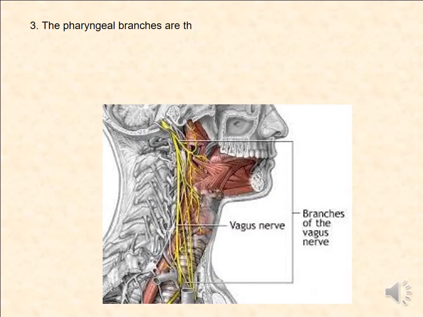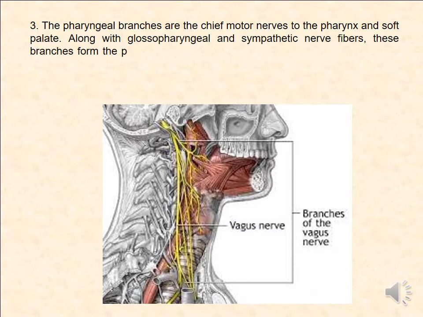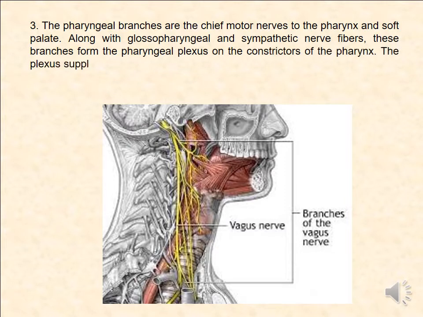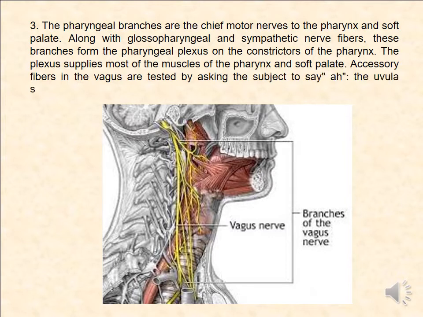Third branch, the pharyngeal branch, are chief motor nerve to the pharynx and soft palate, along with the glossopharyngeal and sympathetic nerve fibers. These branch from the pharyngeal plexus on the constrictor of the pharynx. The plexus supplies most of the muscles of the pharynx and soft palate. Motor fibers in the vagus are tested by asking the subject to say "ah." The uvula should rise backward in the median plane.